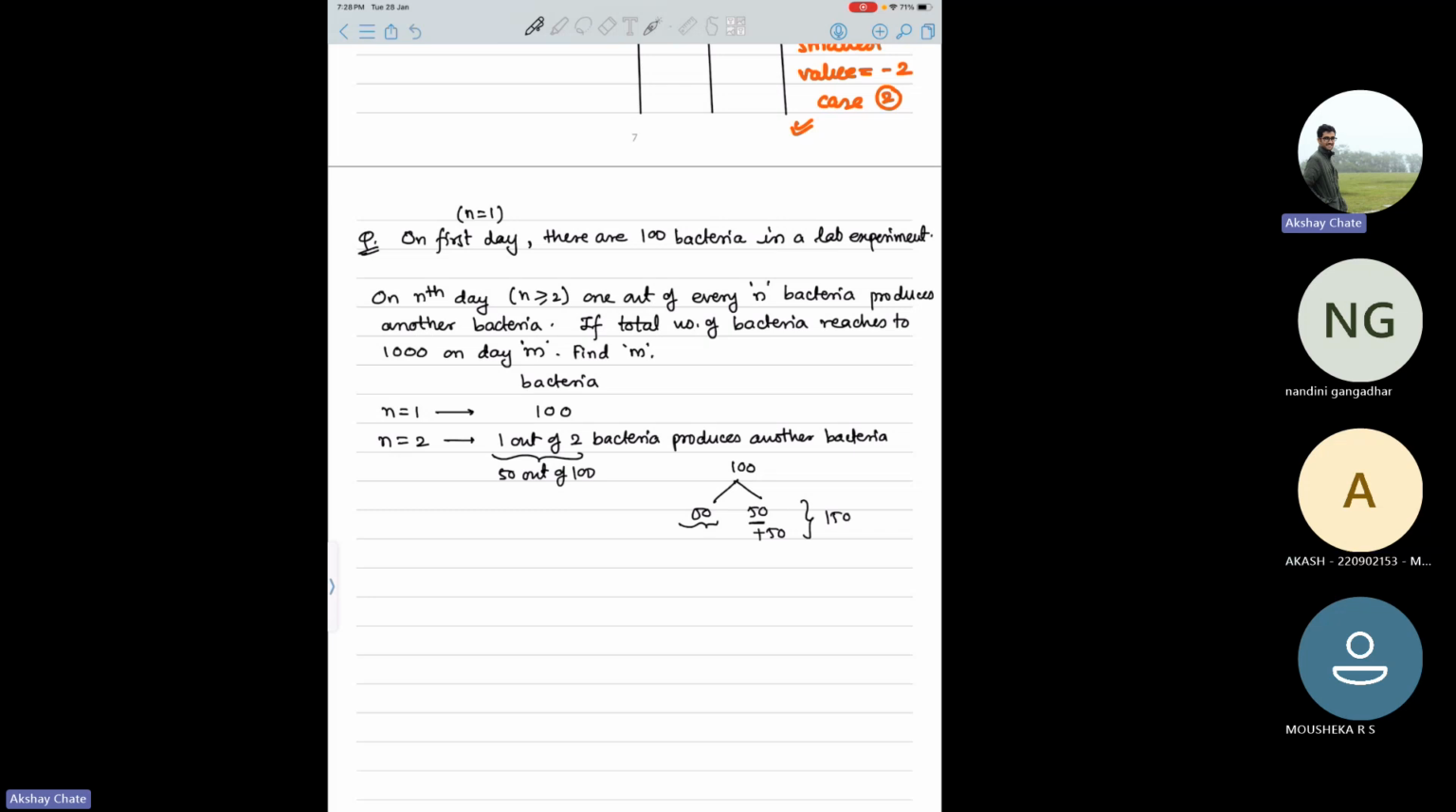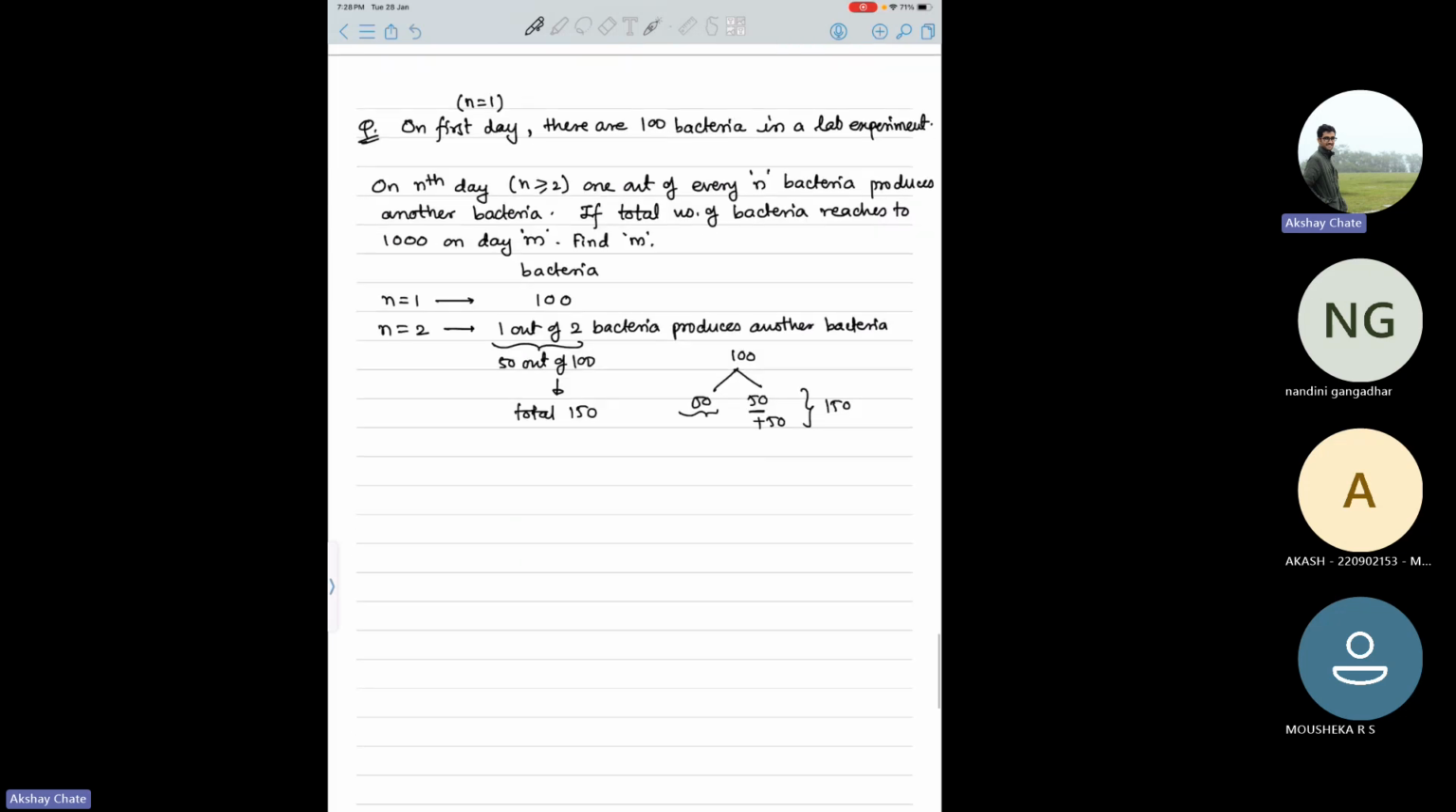Okay. So on day 2, the total will be 150. Okay. So let's go to day 3. So here it becomes 1 out of 3 bacteria produces another bacteria. Okay, so on day 3 you had 150 at the start.